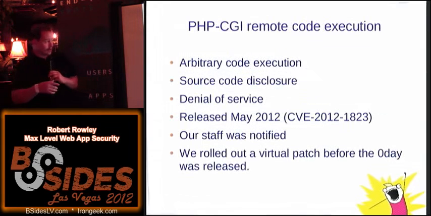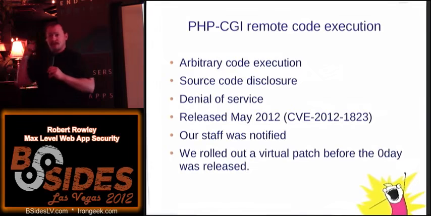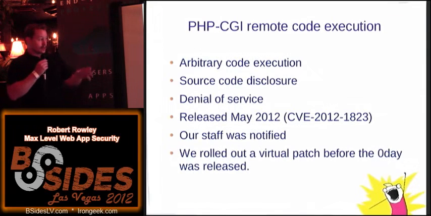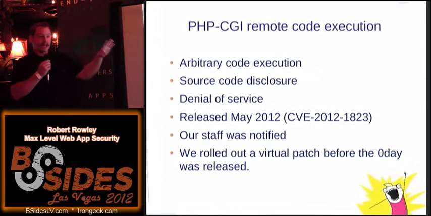So I'm going to talk now about another exploit. Who here knows about the PHP CGI remote code execution exploit? This was a really cool one. Basically, it allowed arbitrary code execution. It also allowed source code disclosure, as well as denial of service. You could pretty much do anything you wanted if the host you were running on was running PHP in CGI mode and didn't have this patch applied. This was released in May 2012, so it's much more recent.